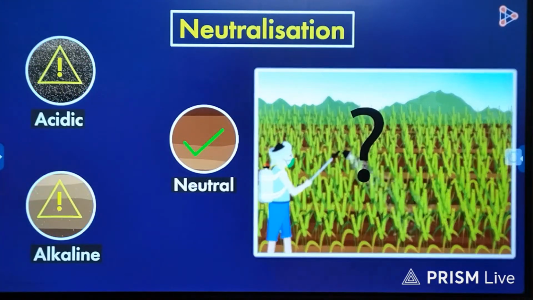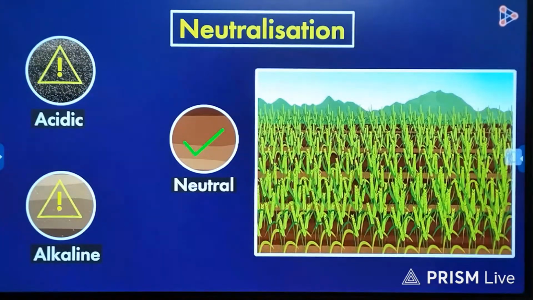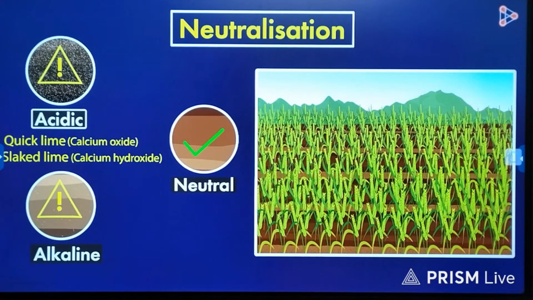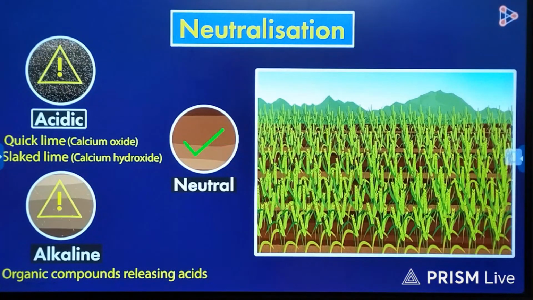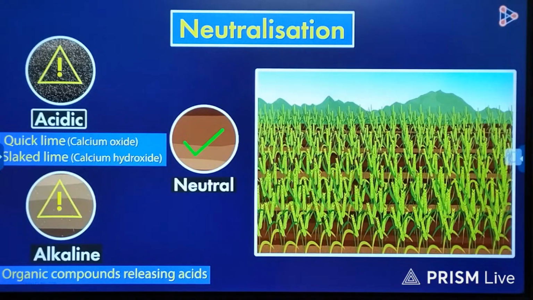So how will the next set of crops grow? Well, not to worry. Here, depending upon what is the state of the soil, we can choose the remedy. If the soil is too acidic, usually quicklime, which is calcium oxide, or slaked lime, which is calcium hydroxide, is added. These bases help in neutralizing the acidic soil. A similar approach is opted for basic soil. Organic compounds that release acids are added to basic soil. Neutralization reactions in these cases help in getting the soil back to favorable conditions for farming.